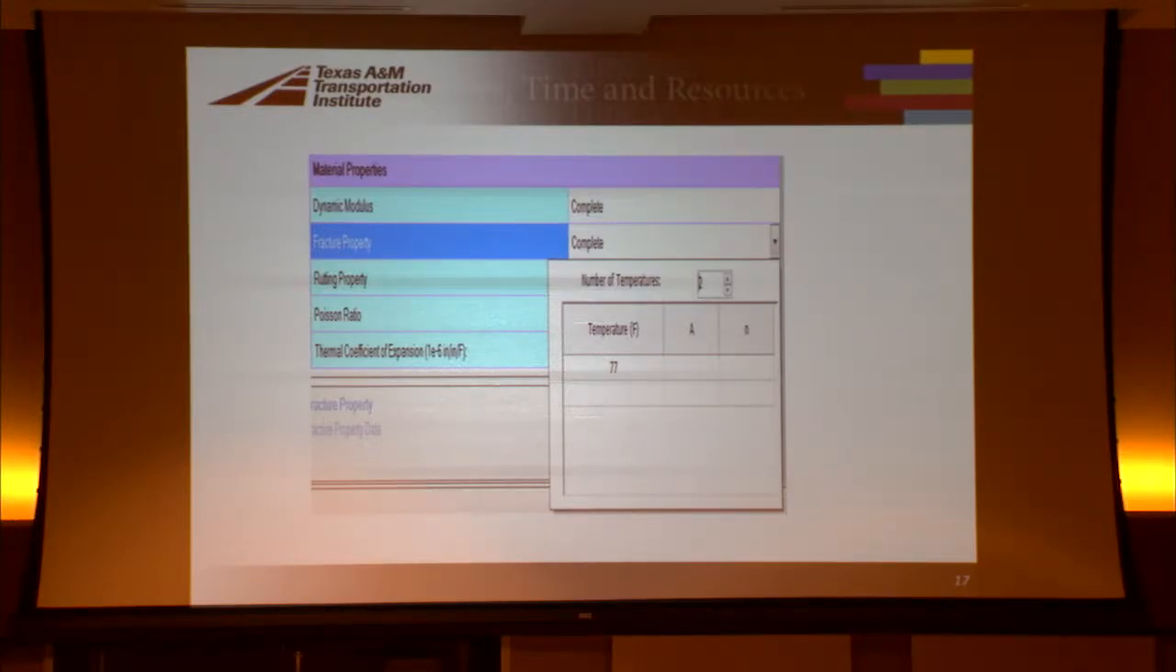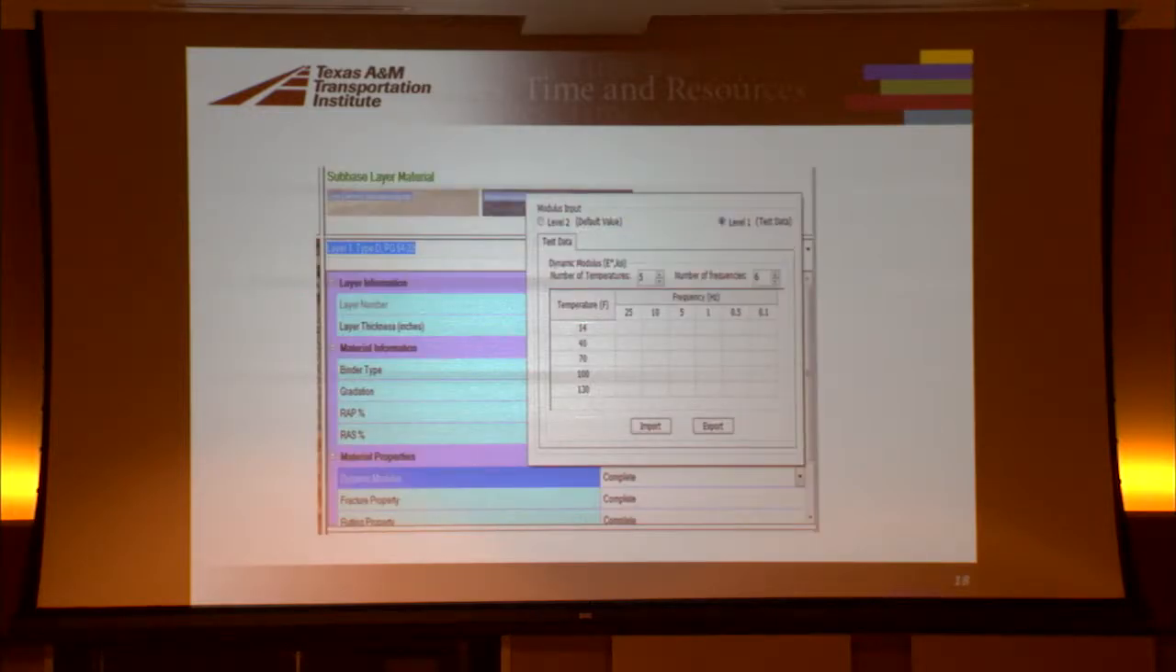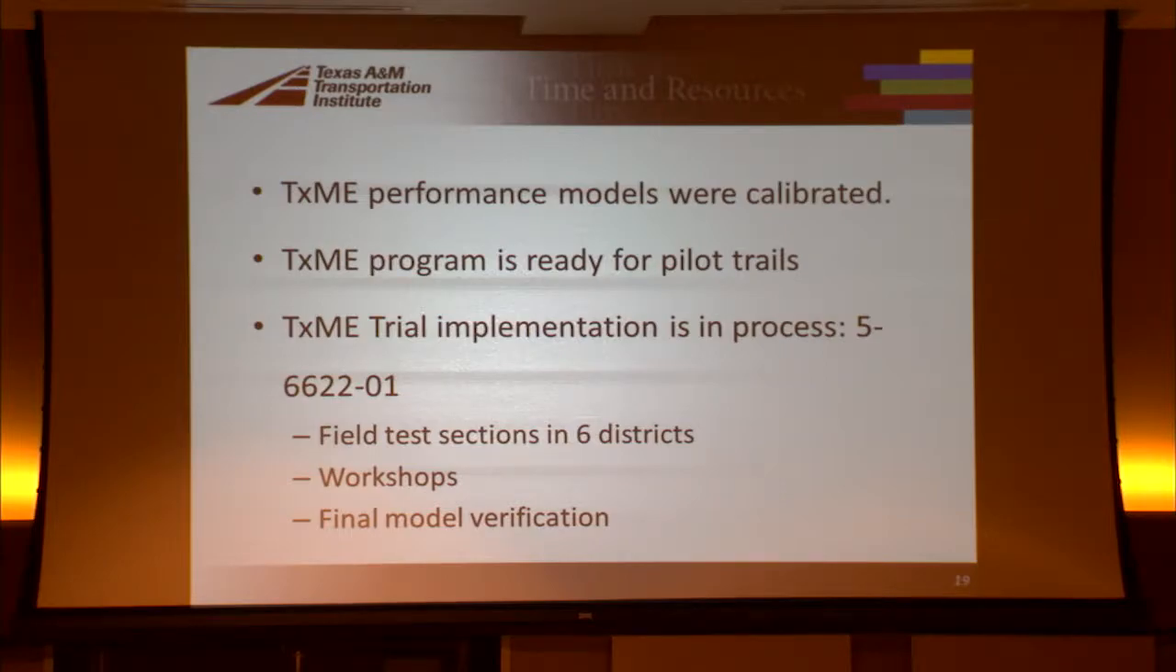You can put that in the system at various temperature levels. You also could put in binder type, gradation, percent RAP, and percent RAS. And so you basically could put in these material inputs and get some estimate of how well the pavement will perform. Again, the department is doing pilot trials and is a trial implementation and process under this implementation project 6622.